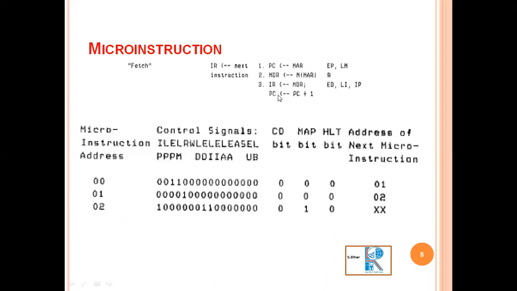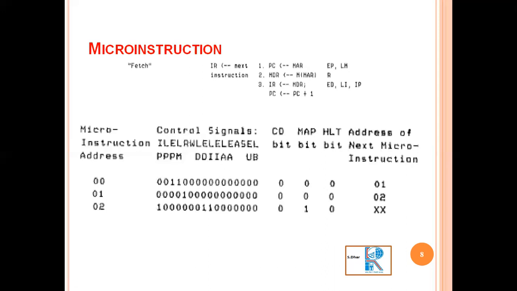That means this is the last step, because IP means the program counter will increase and ED LI means data will be transferred from the MDR to IR. So it's complete. Now it is written XX. XX means what is the function here? The data from the MDR will be transferred to the IR. What is the function of the IR? In the IR, it will decode the instruction.